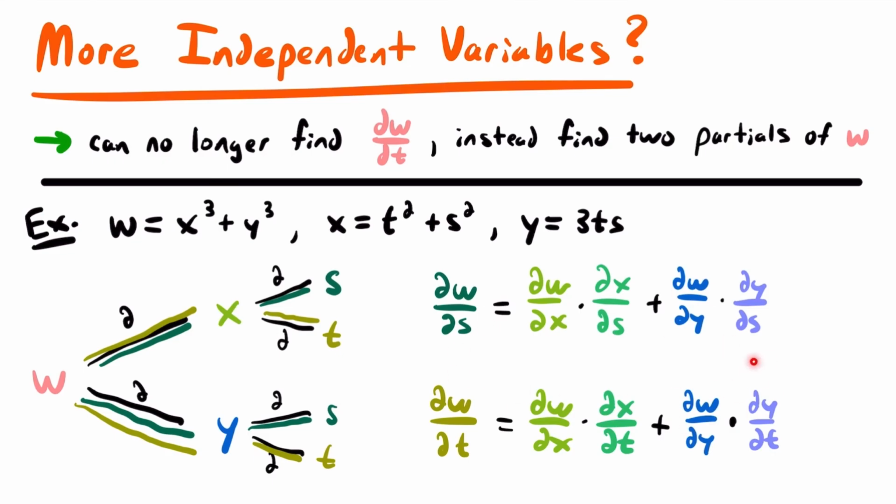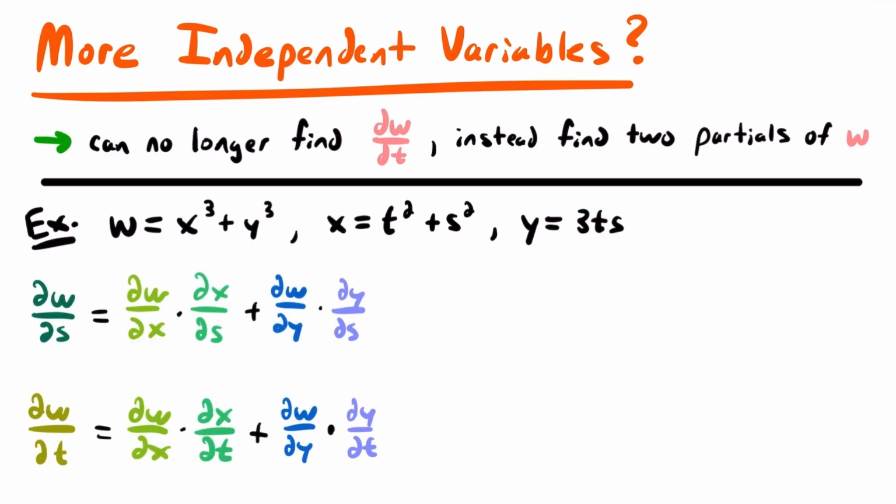Okay, and so now that we have those set up, let's finish this example. Let's find these two partial derivatives. Let's start with dw ds, where we take a partial of w with respect to x. So looking at w here, we'll treat y as a constant. Just take the derivative of x cubed, and you'll get 3x squared. The derivative of y cubed would be 0, because we're treating it as a constant. So we have 3x squared multiplied by the partial derivative of x with respect to s. So looking at x here, you would treat t as a constant and differentiate s. So t squared, the derivative of that is 0, but s squared, the derivative would be 2s.